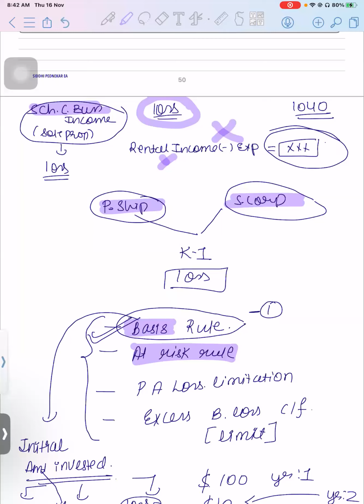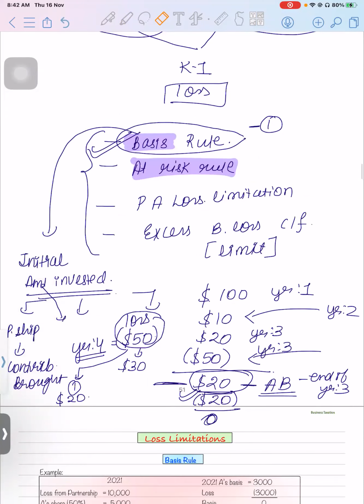Basis is not there in the rental business, guys. In rental business, there won't be any basis. Only in case of sole proprietor, in case of partnership, case of S corporation, there can be a basis, initial basis, like this much amount you are contributing into the business. So basis rule is clear, everyone.